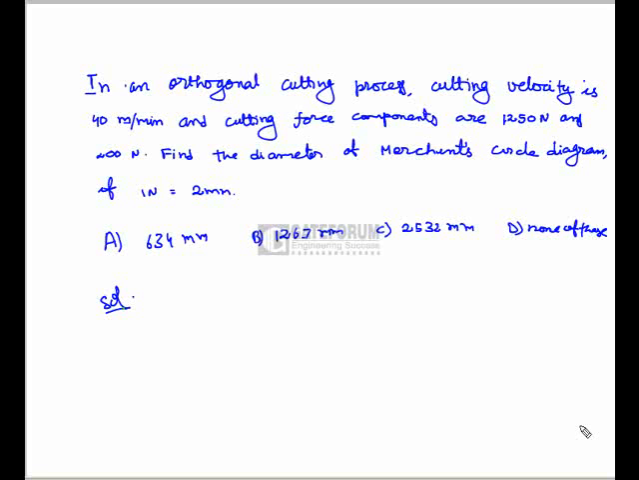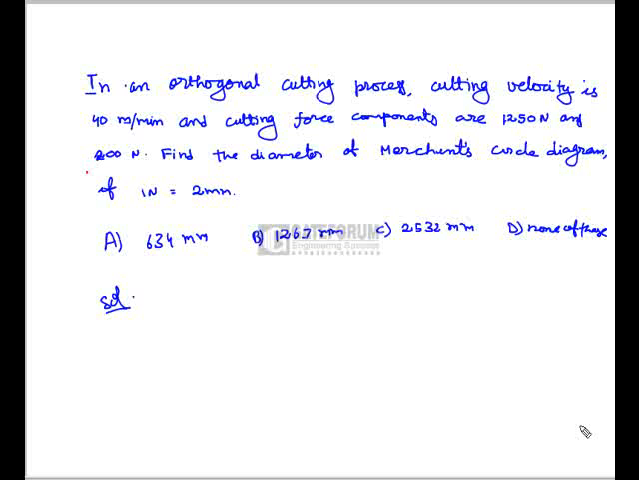In an orthogonal cutting process, cutting velocity is 40 meter per minute and cutting force components are 1250 Newton and 200 Newton. Find the diameter of merchant circle if 1 Newton is equal to 2 mm. Here the options are A 634 mm, B 1267 mm, C 2532 mm and D none of these.